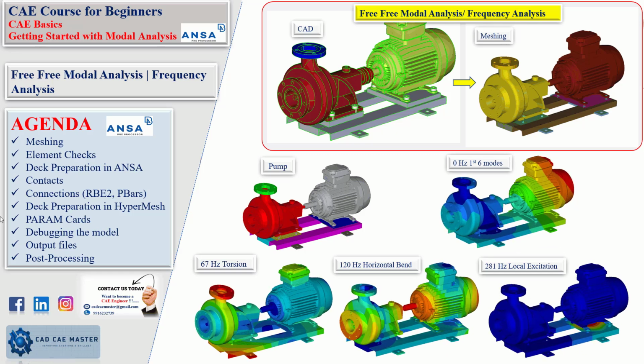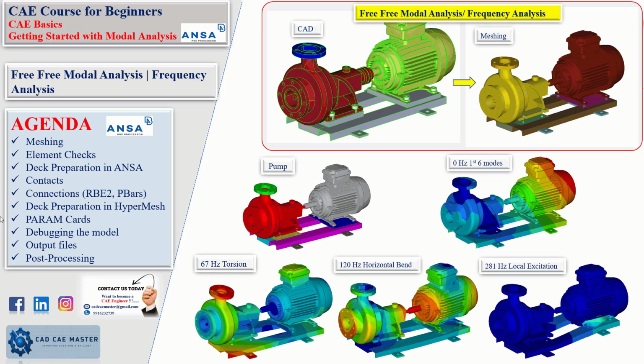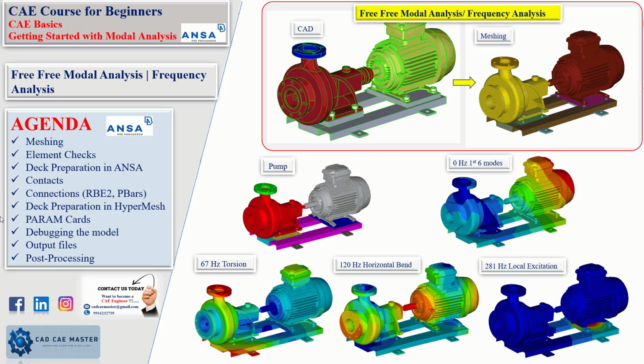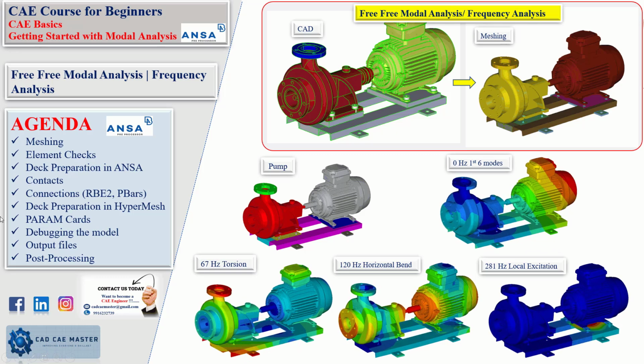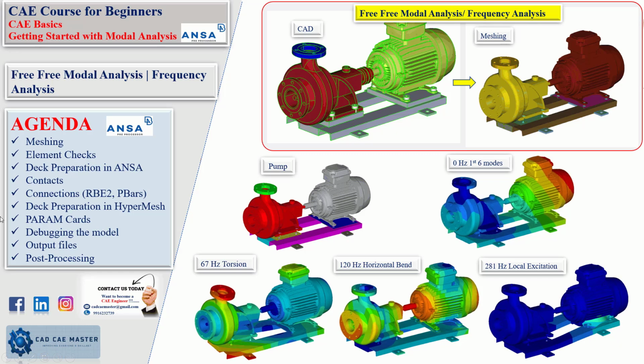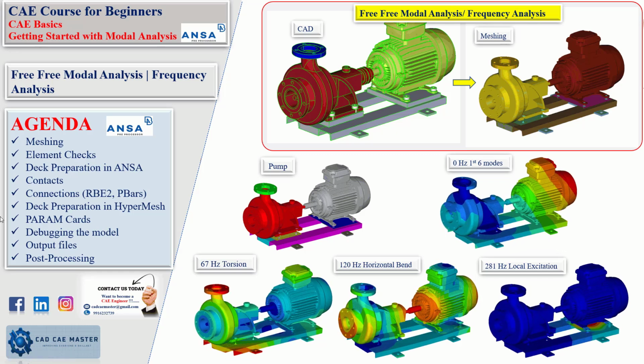So what are the PBARs, how we need to connect them, how we need to define the properties for them, and then how we need to define the decks in ANSA as well as HyperMesh, and defining the required PARAM cards, and then finally seeing the outputs after solving the model, and then finally post-processing and checking the behavior of the model and excitation of the component, and global modes, torsion and bending modes, and the local modes also. So we'll see all these things.